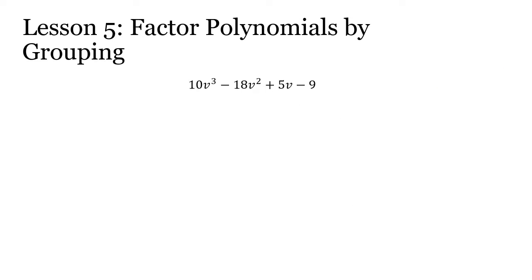Okay, then we learned the final way to factor, which is factoring by grouping. So let's do that here. First, we group the first two terms and the second two terms. Then we ask the question, what is the greatest common factor of these first two expressions, 10v cubed and 18v squared? Well, they both have 2 and they both have v squared, so I can pull that out. And I'm going to get 2v squared.